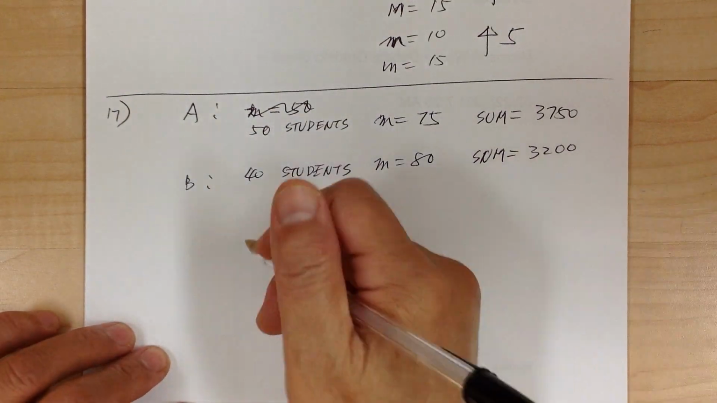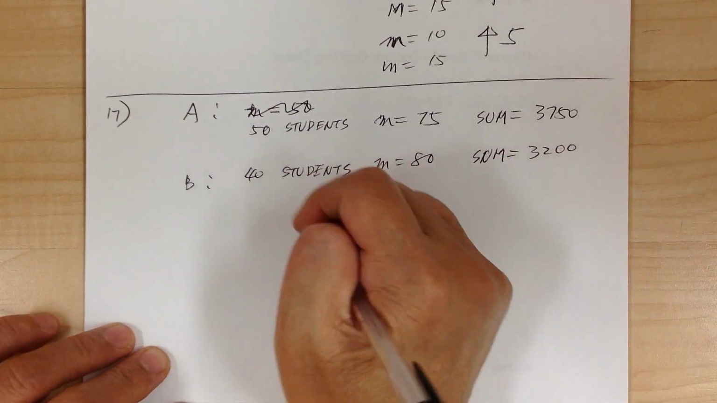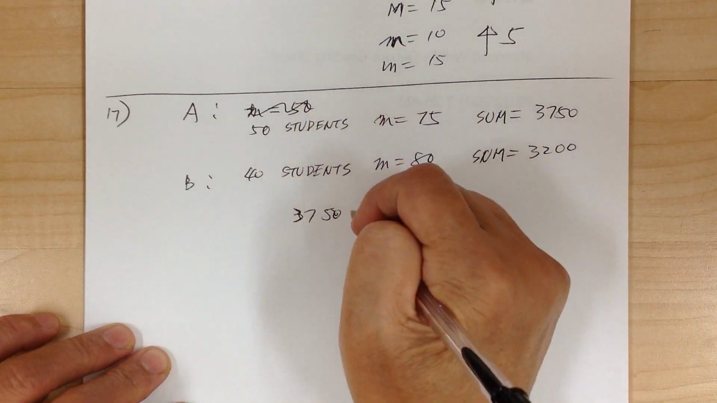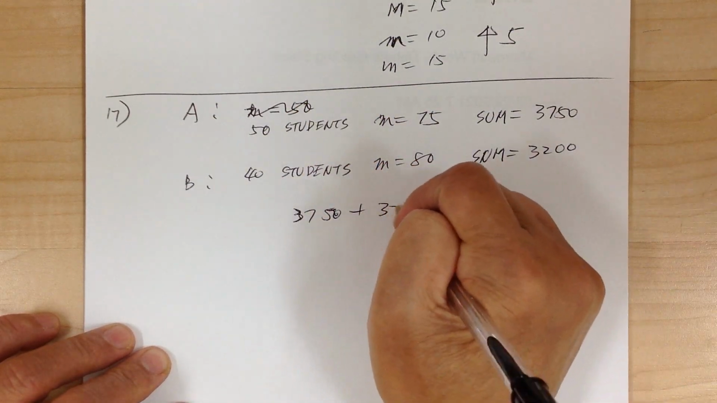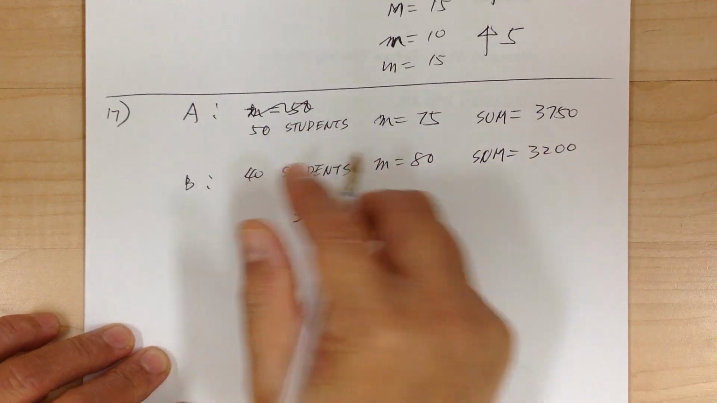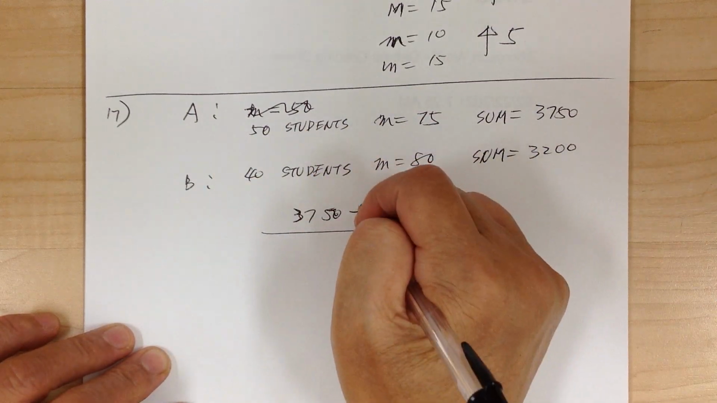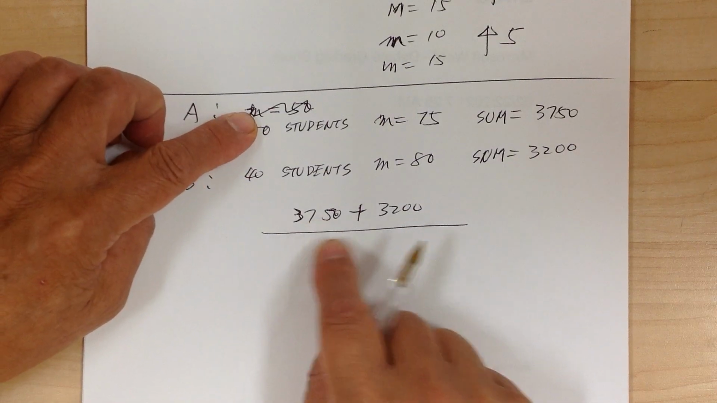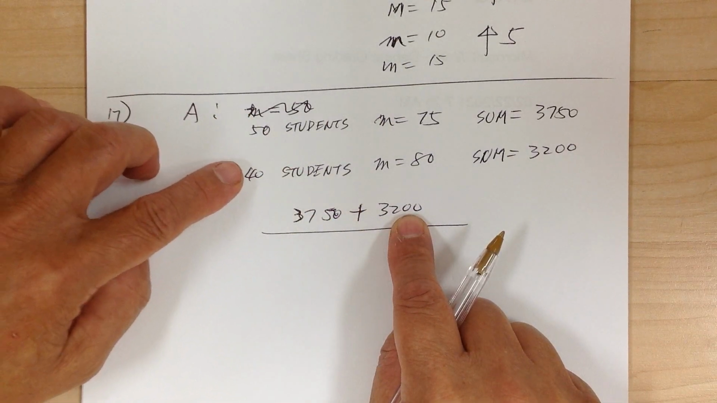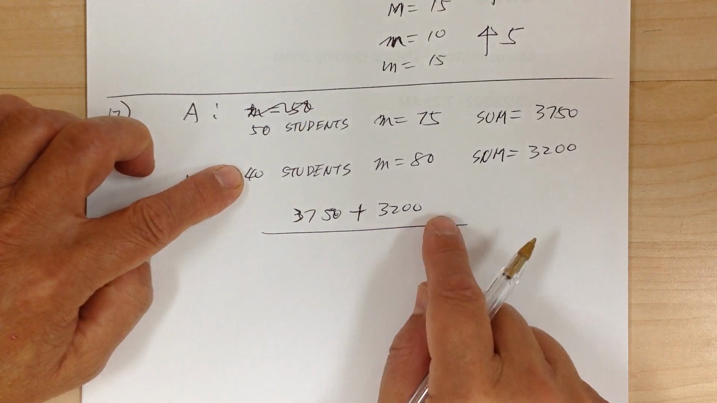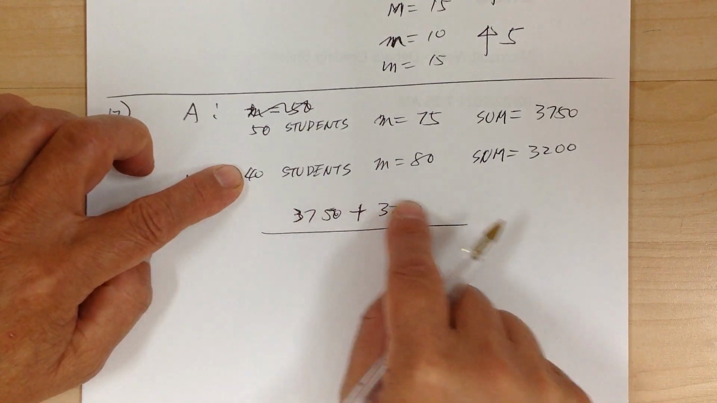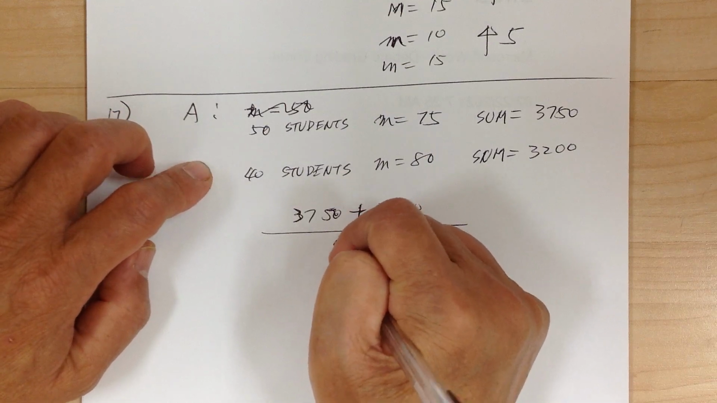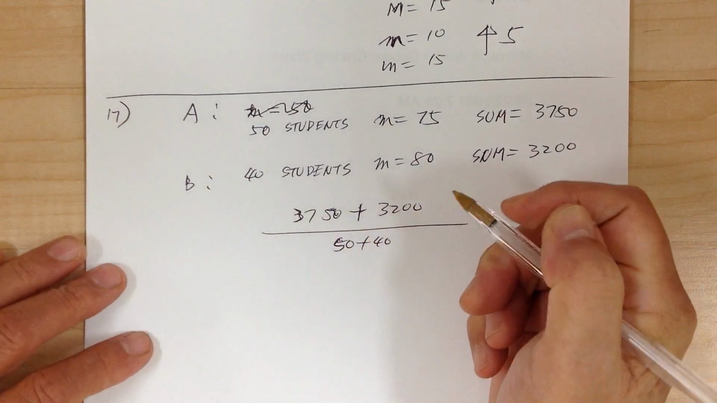So now to find the average, you use 3750, the total score from A, plus 3200, the total score from B, and you divide by the total. This is the total score from the 50 students, and this is the total score from the 40 students. You add these together to get the total score, and you divide by 90 people, the 50 plus the 40.